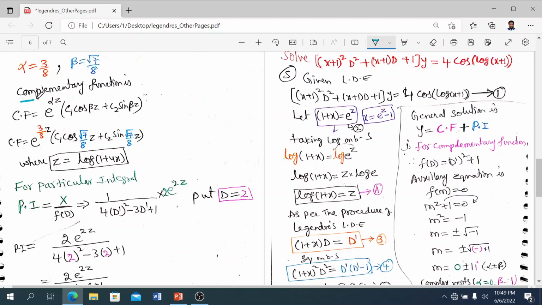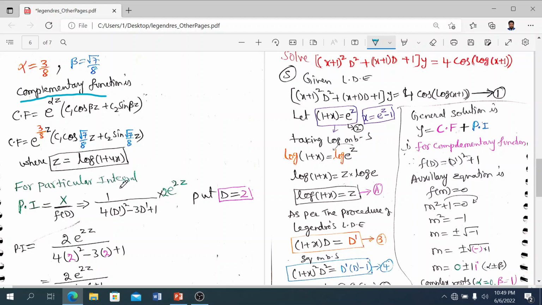So what is our complementary function? CF is equal to e power of alpha z into (c1 cos beta z plus c2 sin beta z). Alpha means 3 by 8, beta root 7 by 8, z. So what is our z value? Log of 1 plus 4x.